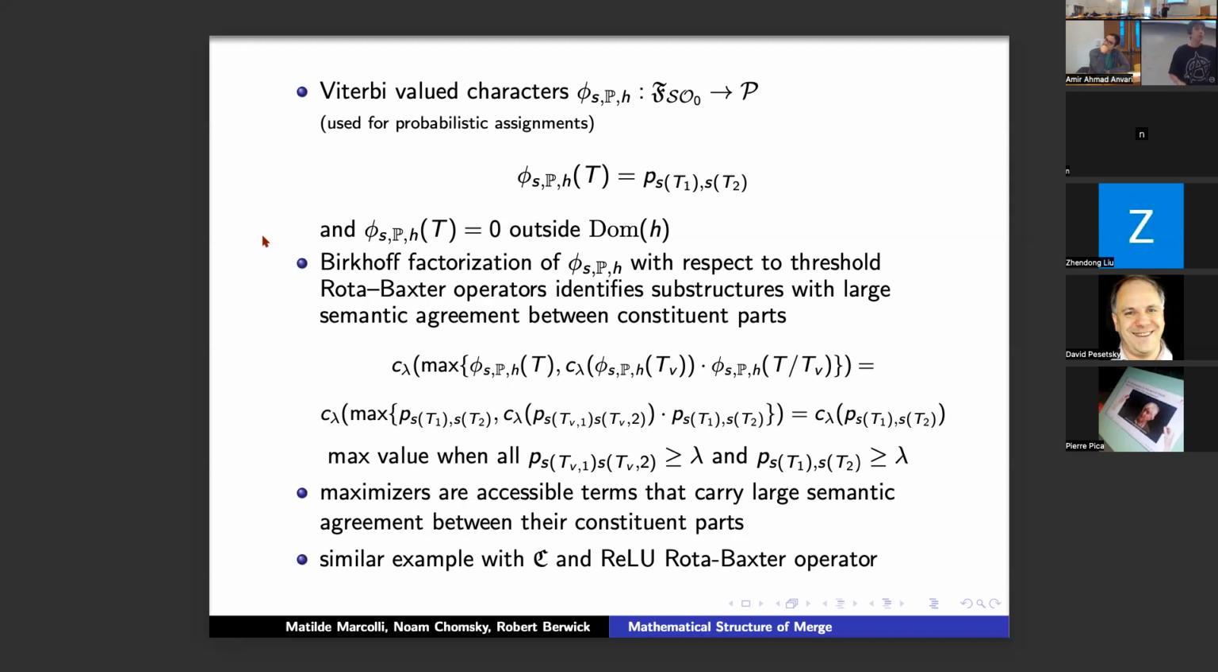So how many substructures you have that will be only minimally displaced from where you already are in syntactic space. So we remain in a small neighborhood of where you already are in semantic space.